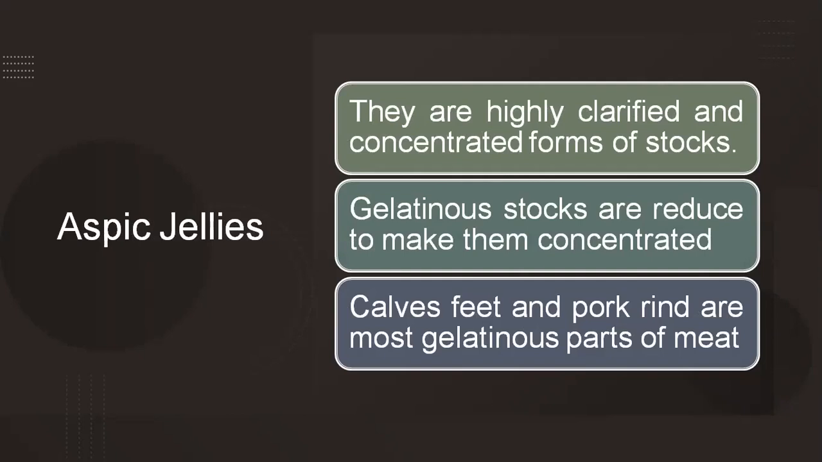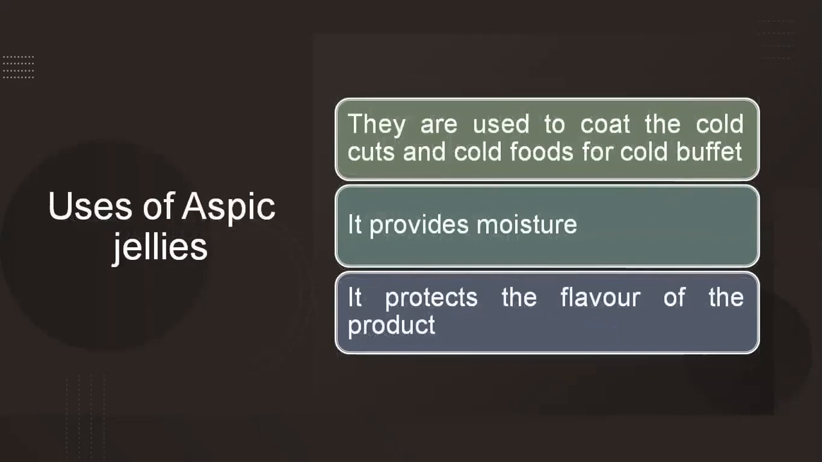Calf's feet and pork rind are the most gelatinous parts of the meat and can be used for high-quality aspic jelly. They are used to coat cold cuts and cold foods of a cold buffet. It provides moisture and protects the flavor of the product. These are some uses of aspic jellies.